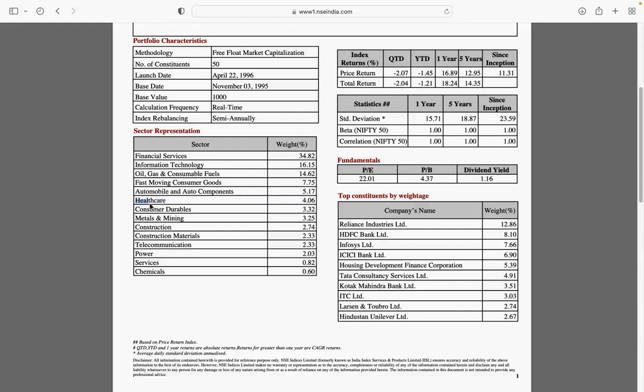Healthcare again is very debatable. If we see any threat of lockdown or COVID again, we can see a good flow of money into healthcare. Consumer durables again the same as FMCG. Metals and mining, this can be the underdog.